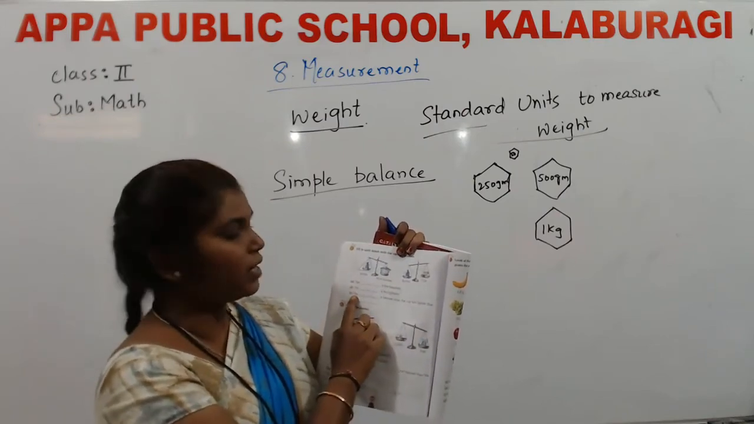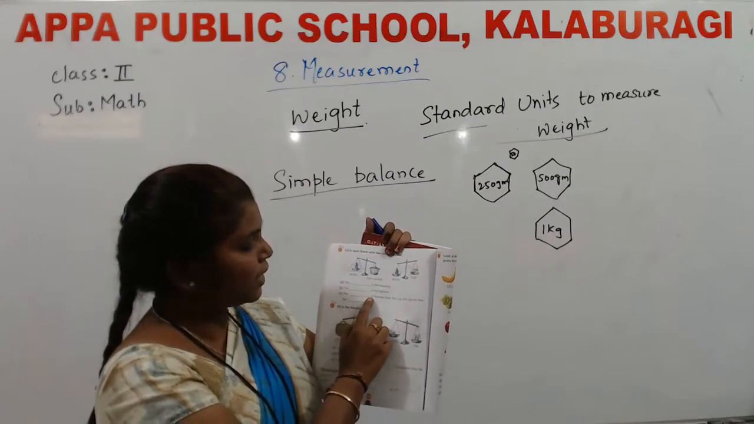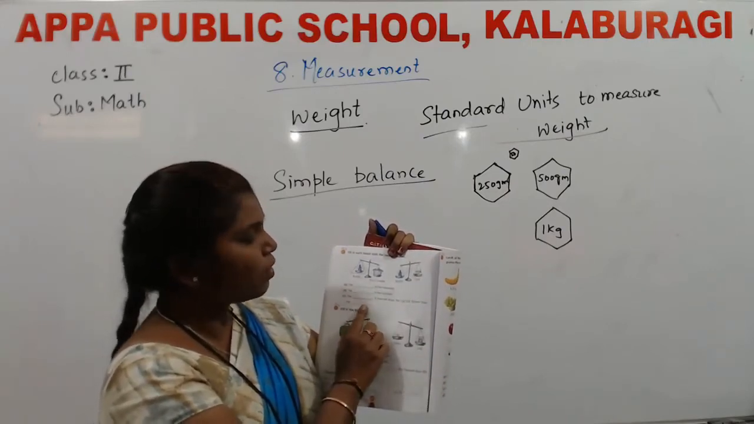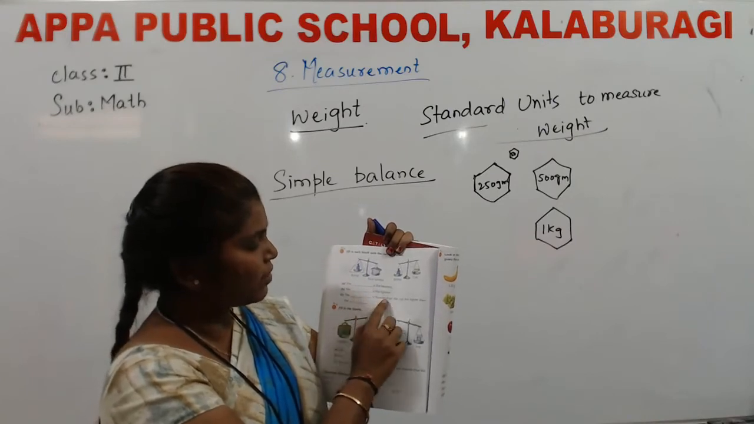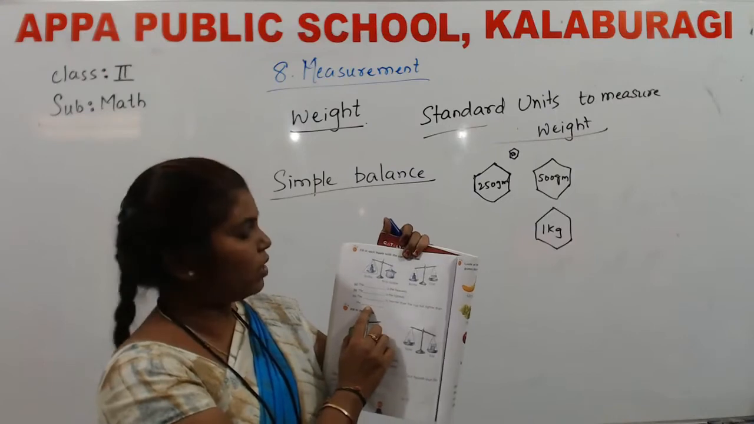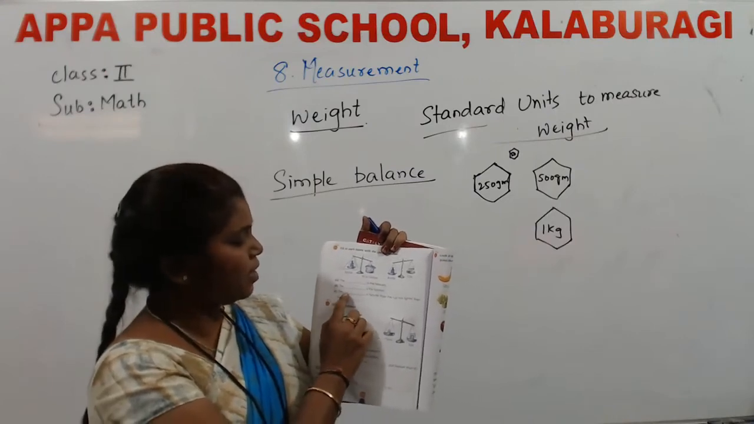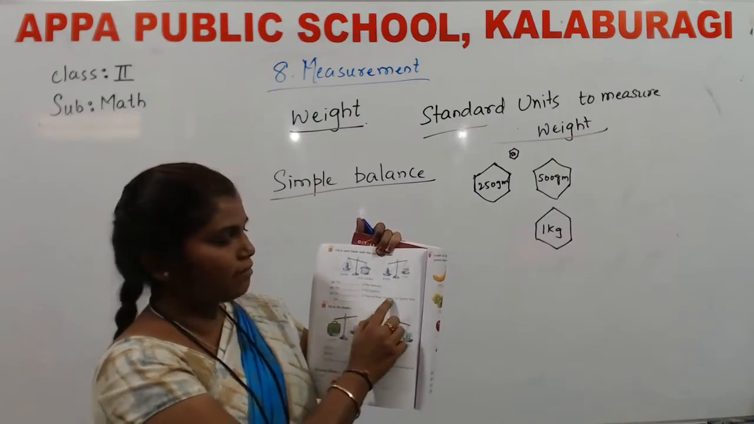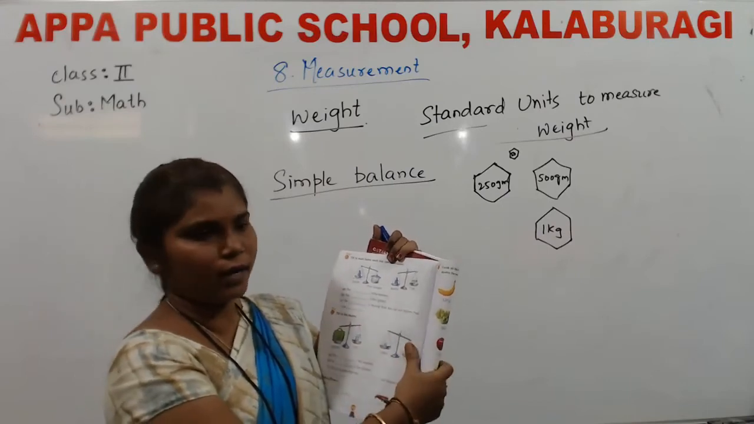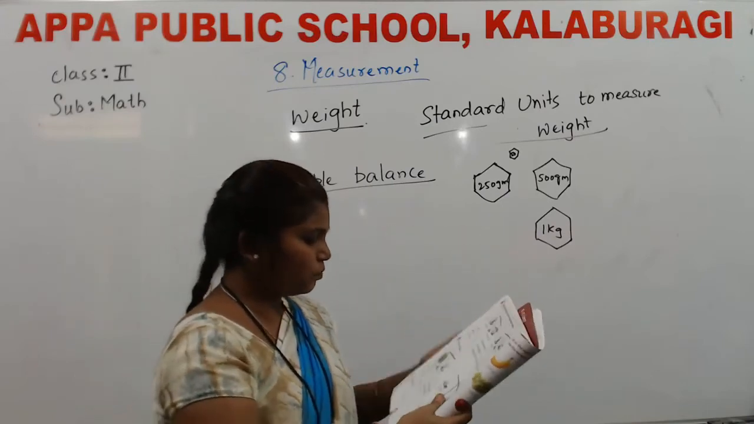So we can infer here that the bottle is heavier than the cup but lighter than the rice cooker. What do we have to write here? The bottle is heavier than the cup but lighter than the rice cooker. This is how we do it.